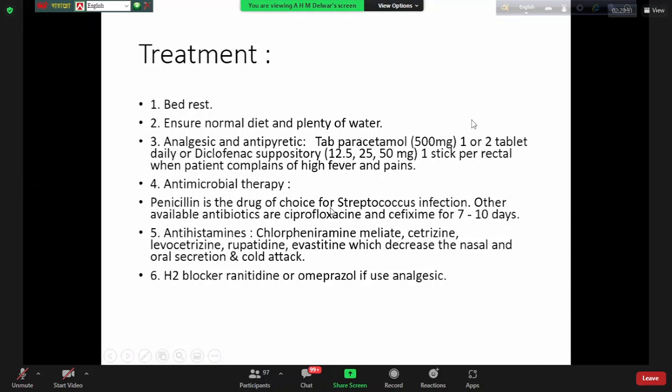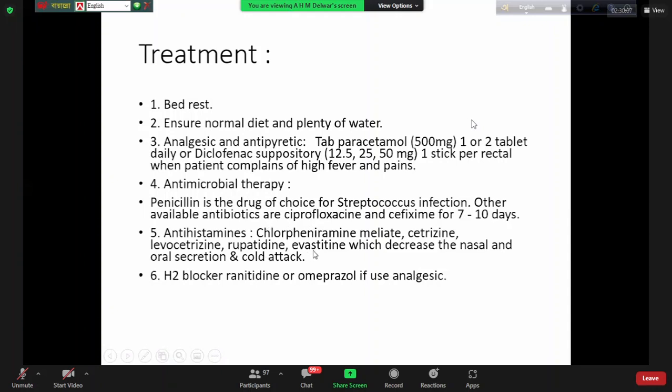Antibacterial therapy. Penicillin is the drug of choice for streptococcal infection. Other available antibiotics are ciprofloxacin and cefixime for 7 to 10 days. You should mention the name of the antimicrobial drug.